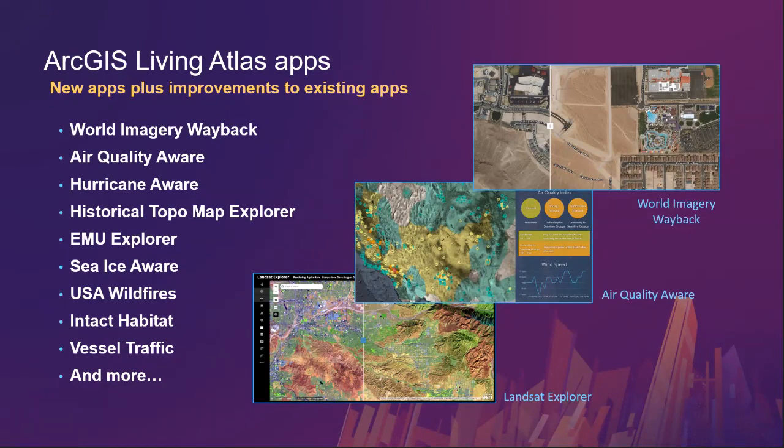Another example is the Landsat Explorer. This lets you work with multispectral, multitemporal Landsat imagery, and apply different renderers. You can choose an acquisition date. You can use a swipe to compare the results. And once you've found something interesting to you, you can again save it as a web map.